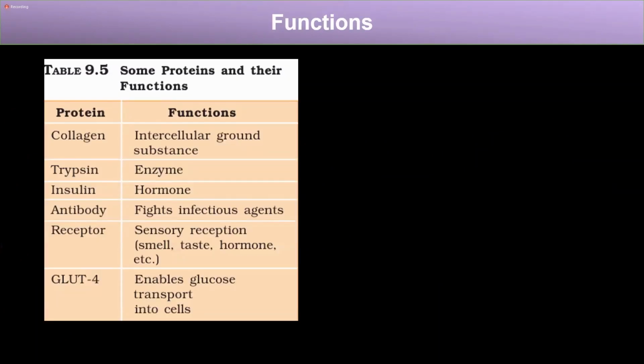Now the next thing is, let's talk about the function of some proteins that are given in the NCERT. The first protein that is given is collagen. I just told you that collagen has a role in structural support. And here it is given as intercellular ground substance. Intercellular means between the cells. Suppose you have one cell and you have two cells, right? Between these cells, how are these cells attached? They are attached via this collagen.